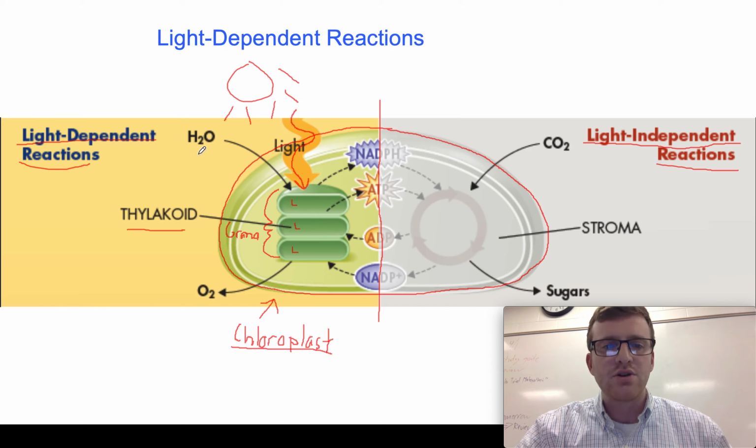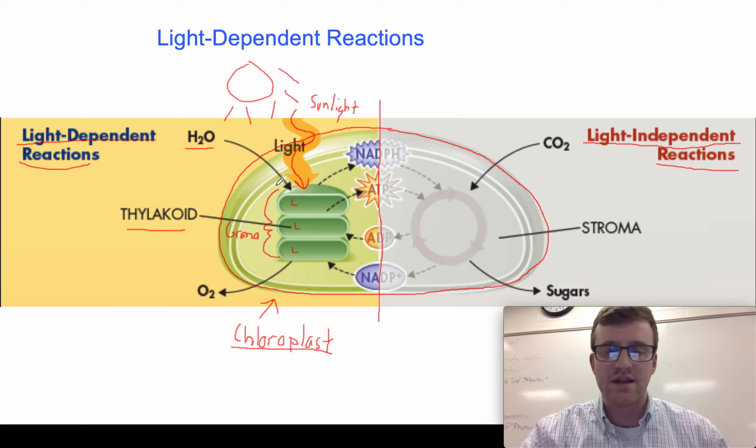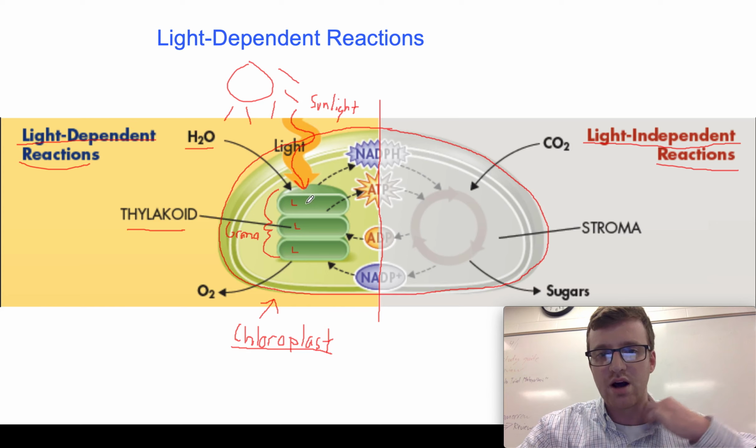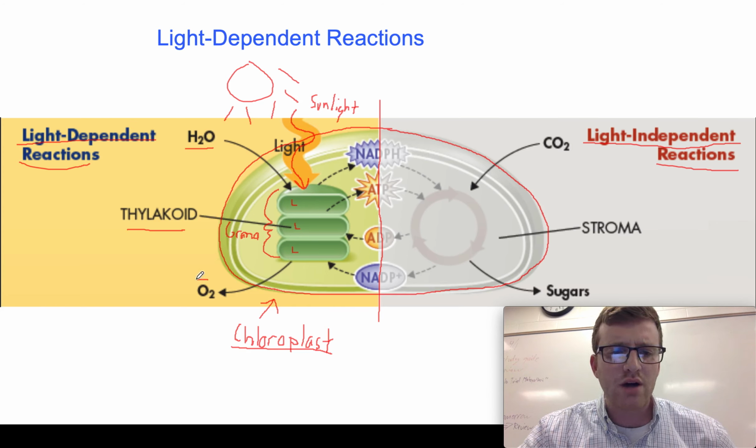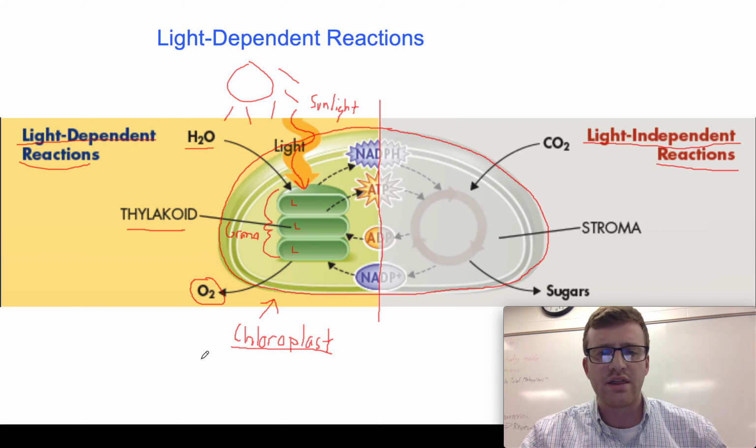What's going to happen is water and sunlight are needed for the light-dependent reaction, water and sunlight. Then water is going to leave the hydrogens behind, and it's going to leave a few electrons behind as well. And so oxygen is going to leave. Water is the reactant. The product, what's produced, is going to be oxygen.